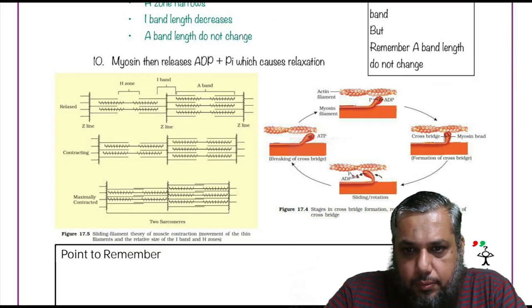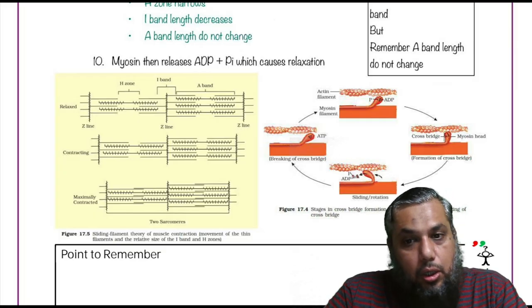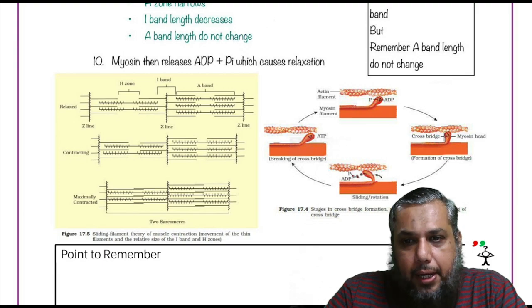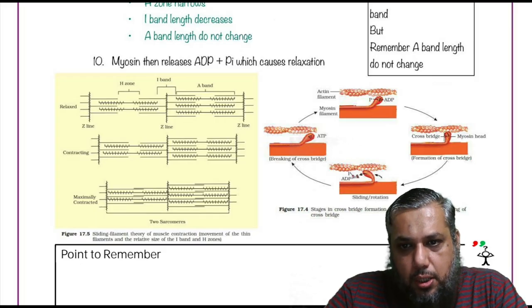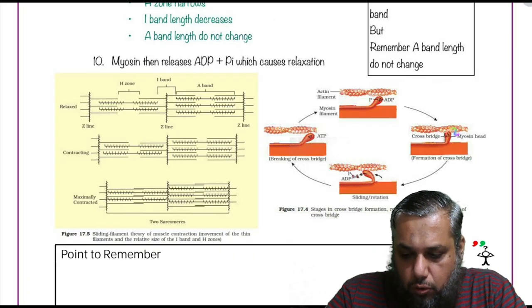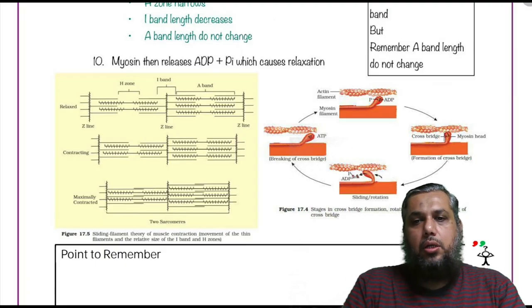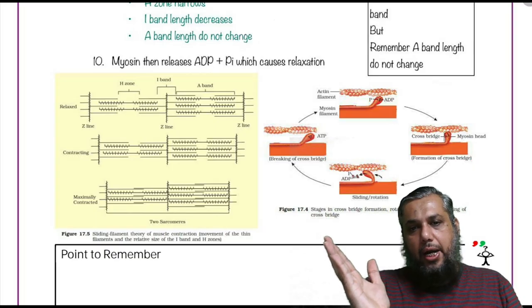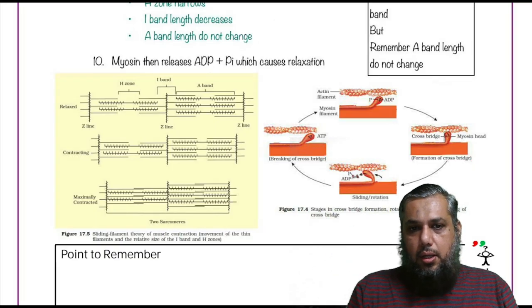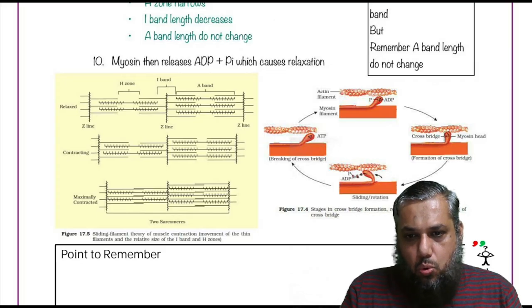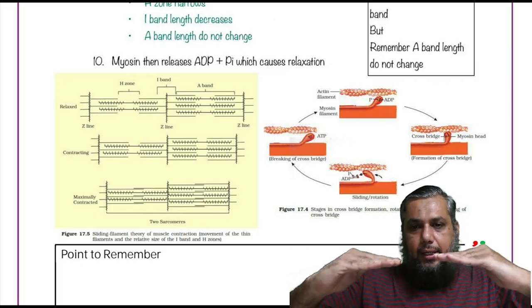Now the head, the cross arm, will bind to the actin binding sites. The head, the cross arm, will bind to the myosin binding sites on actin. And that will result in the formation of a cross bridge. Now the cross bridge will rotate inwards, causing a power stroke.